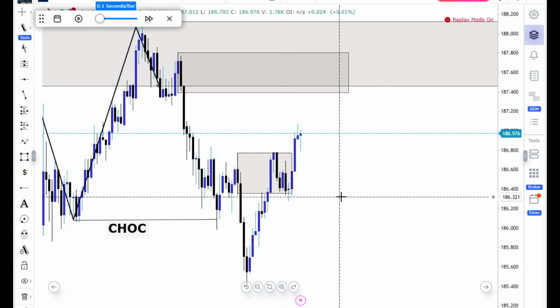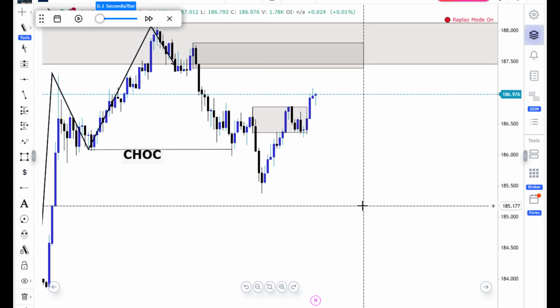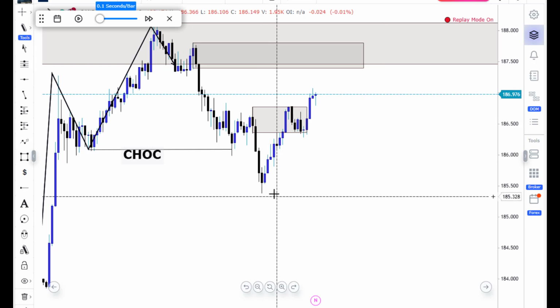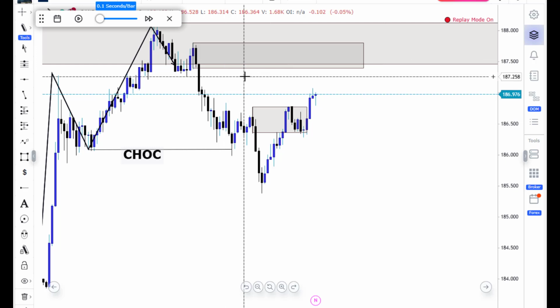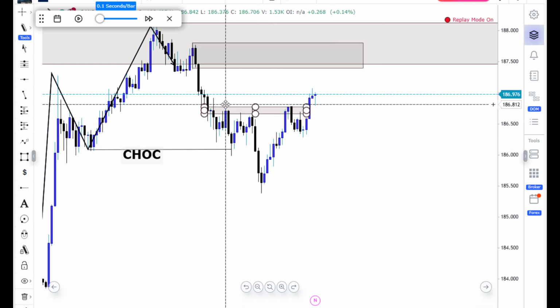Just forget about that if you find it difficult to understand yet. But now the concept is this: we have had a change of character. So the next thing we do is mark out the best order block that we have here, and then we look at the liquidity. If you look at it, you see that we have equal highs that have been created.